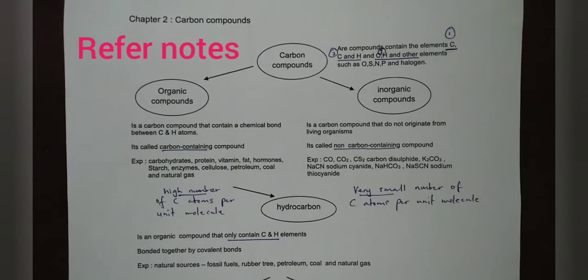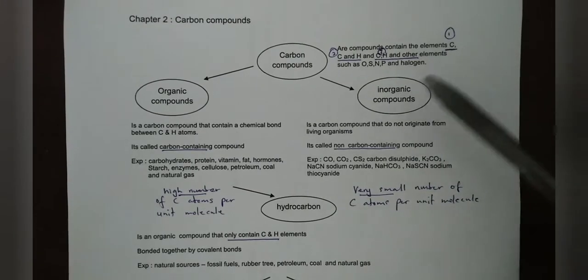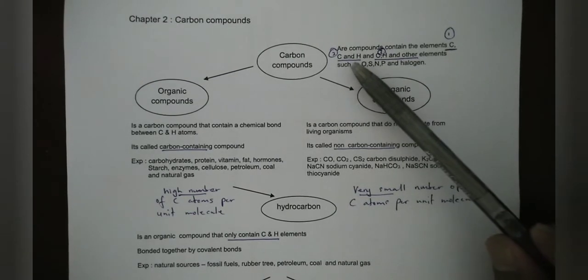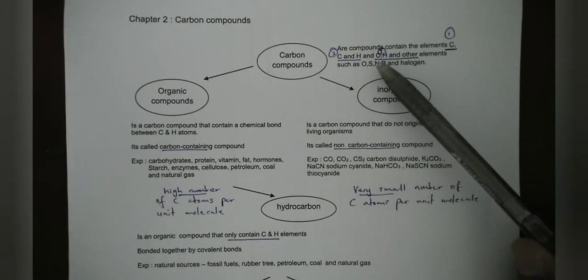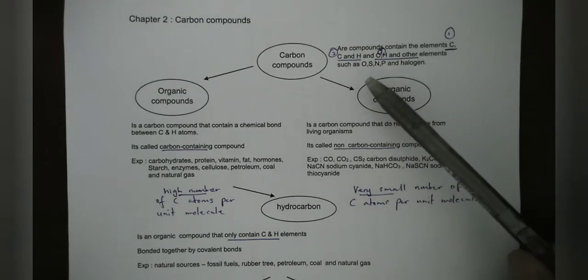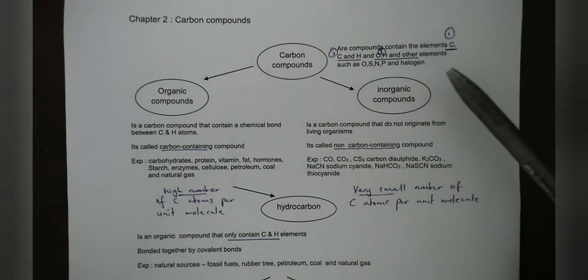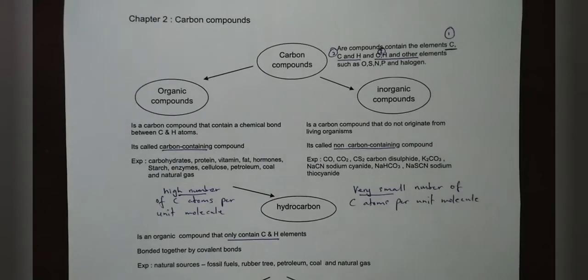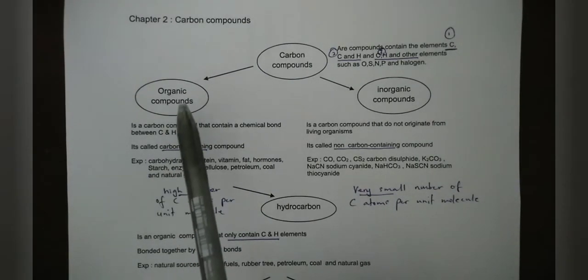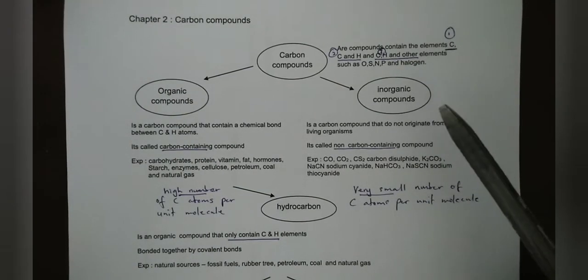Carbon compounds are compounds that contain the element. Number 1, contain element carbon. Number 2, contain element carbon and hydrogen. And number 3, contain element carbon, hydrogen and other elements such as oxygen, sulfur, nitrogen, phosphorus and halogen. An example of halogen is fluorine, chlorine, bromine, iodine and others. So carbon compounds can be divided into organic compound and inorganic compound.